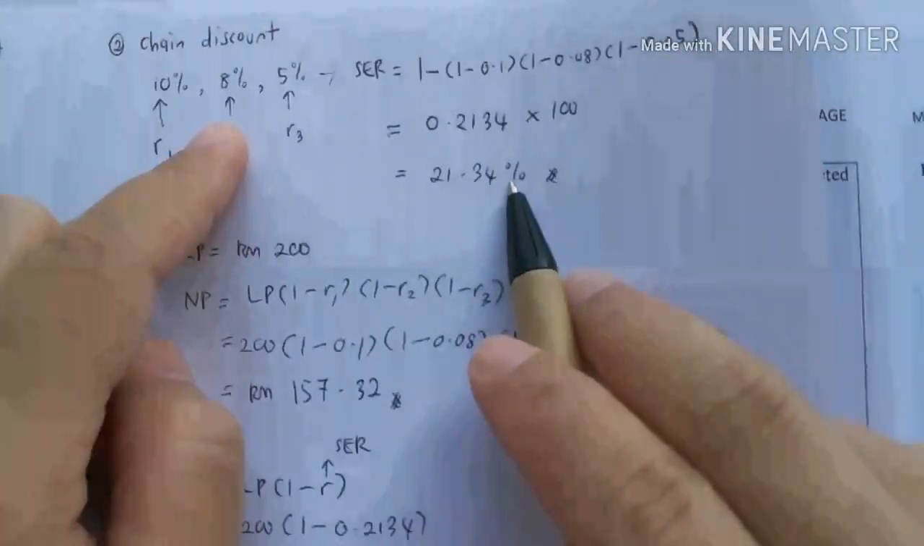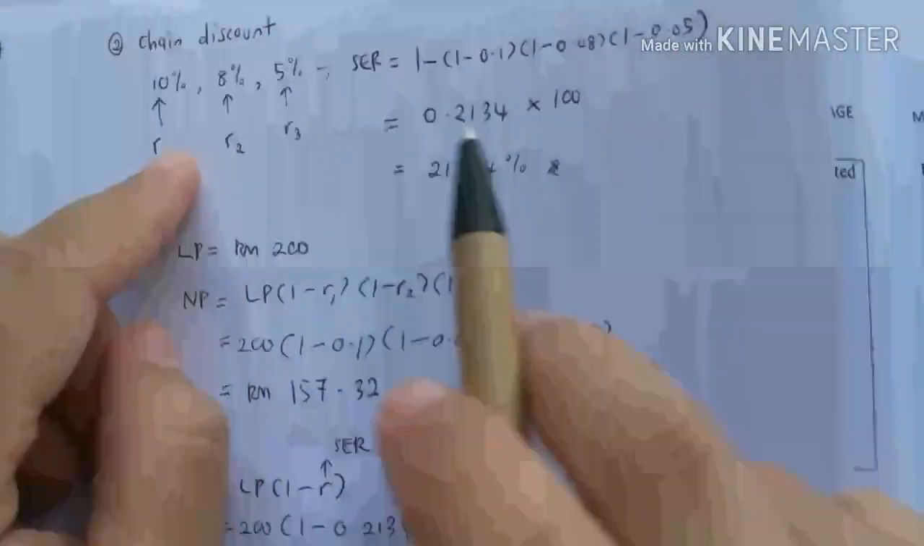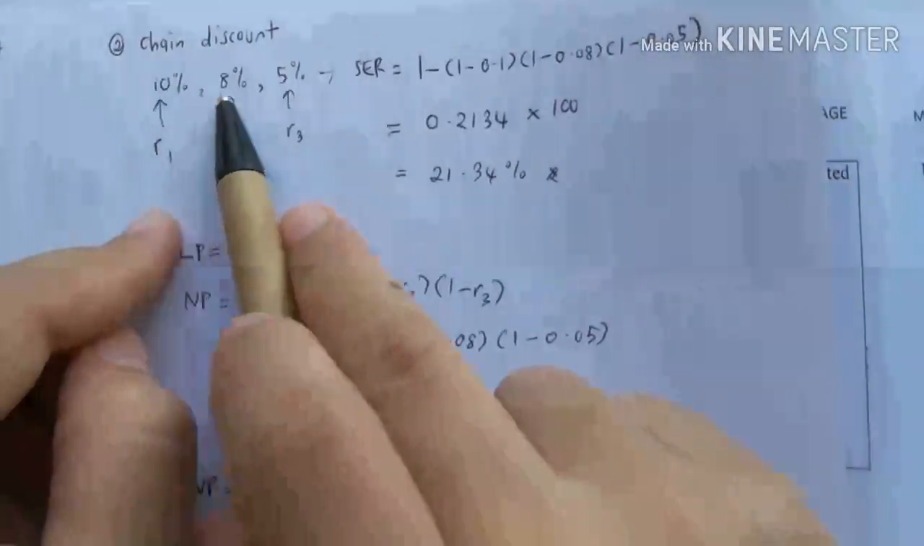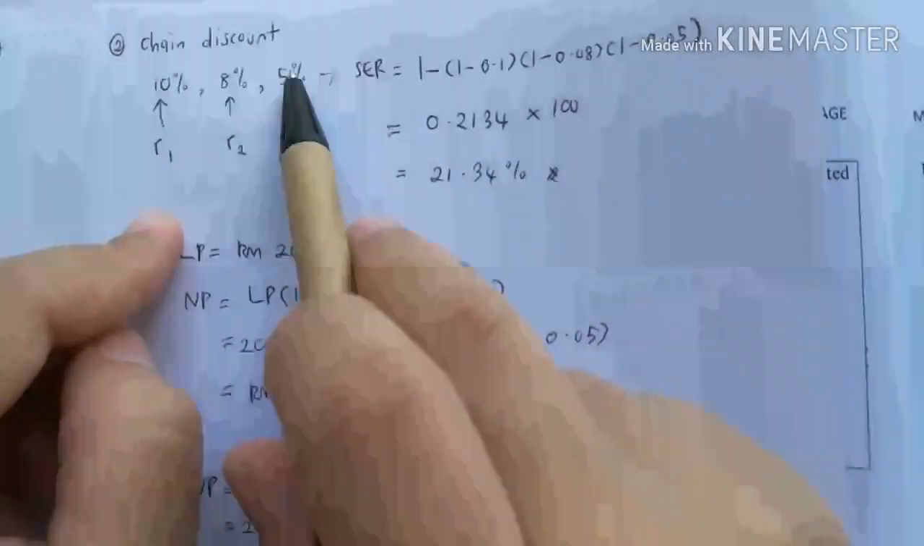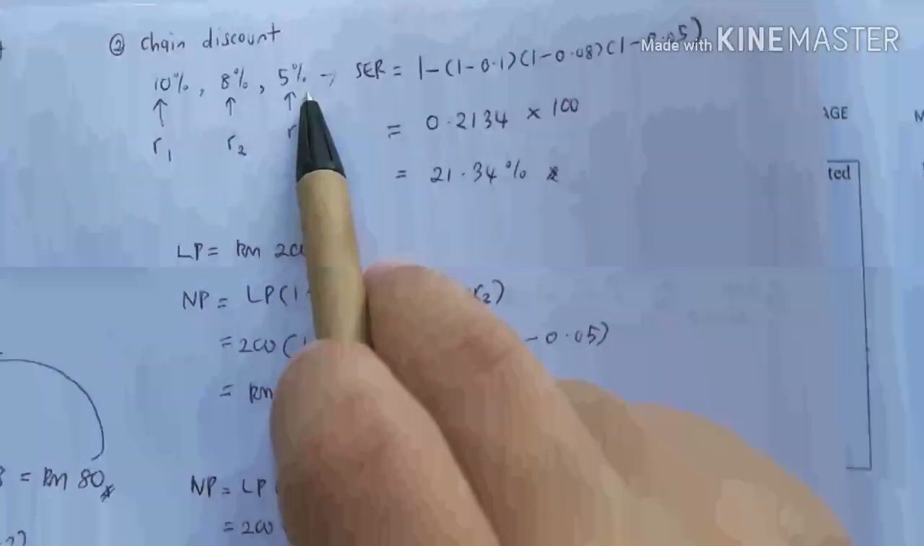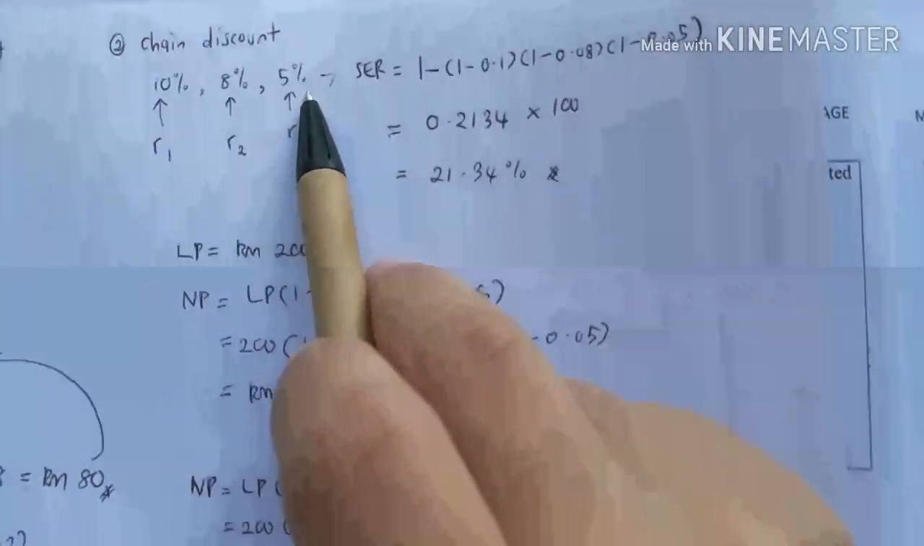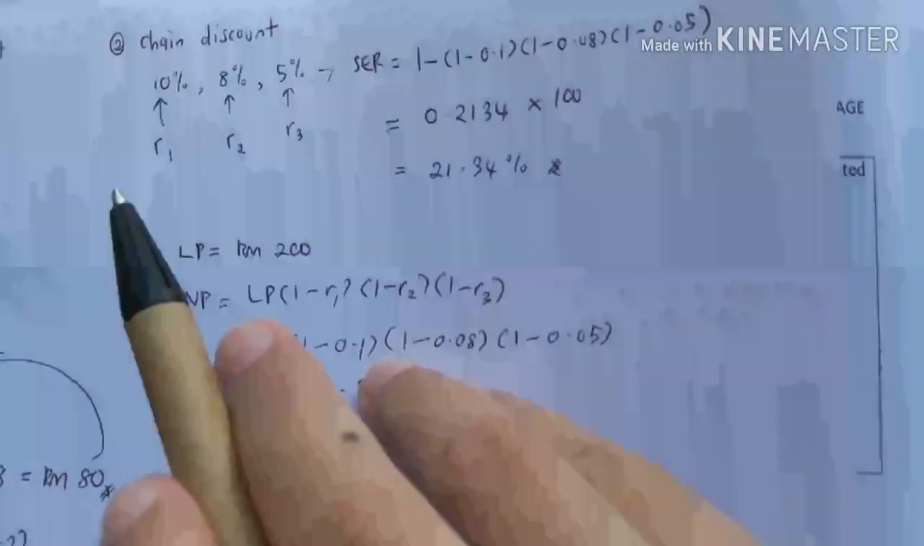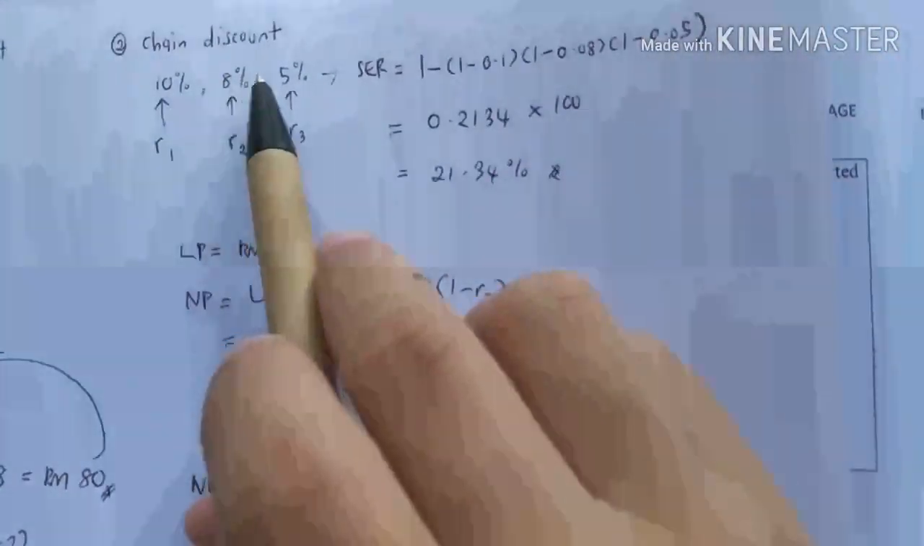And remember, previously I mentioned to you that you cannot simply add 10%, 8%, 5%, because when you add these three figures, it is equivalent to 23%. And a 23% discount is not equal to a 10%, 8%, and 5% chain discount.